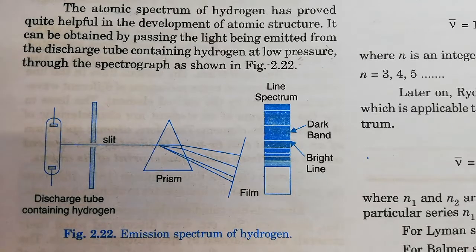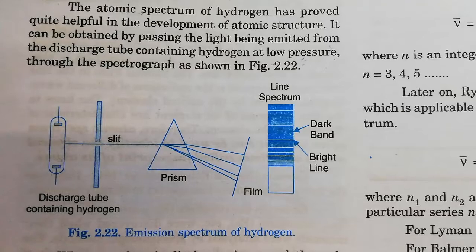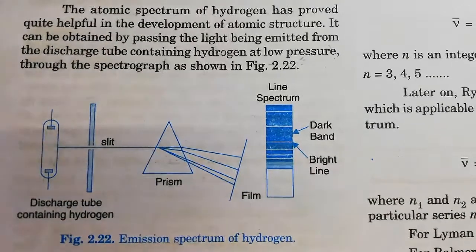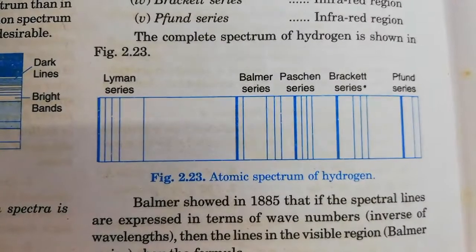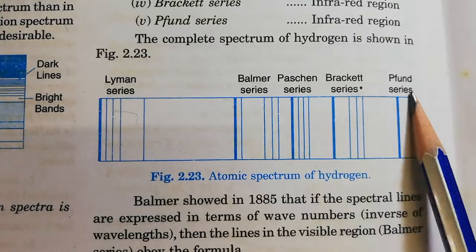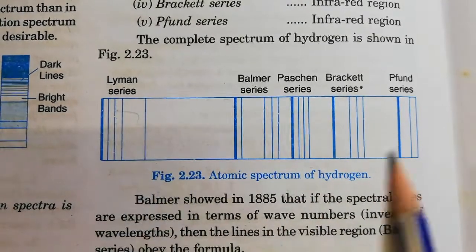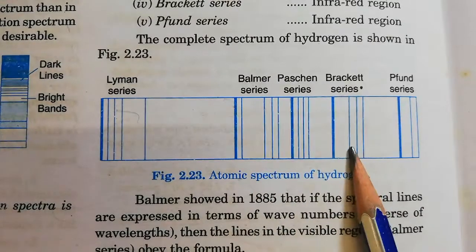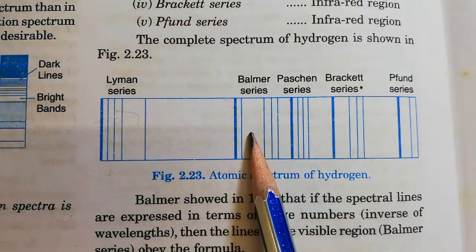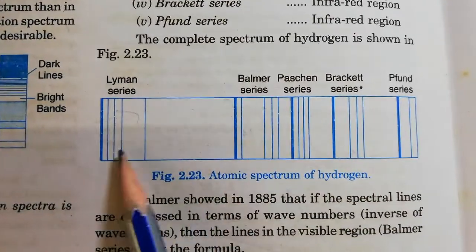The emission spectrum of hydrogen has been explained by different scientists, and they got different lines. These are the different lines they got: the Lyman series, Balmer series, Paschen series, Brackett series, the Pfund series. These are the different lines obtained, and together they form the spectrum for hydrogen. Out of all these, only the Balmer series lies in the visible range. That means those can be detected by human eyes, but the rest cannot.